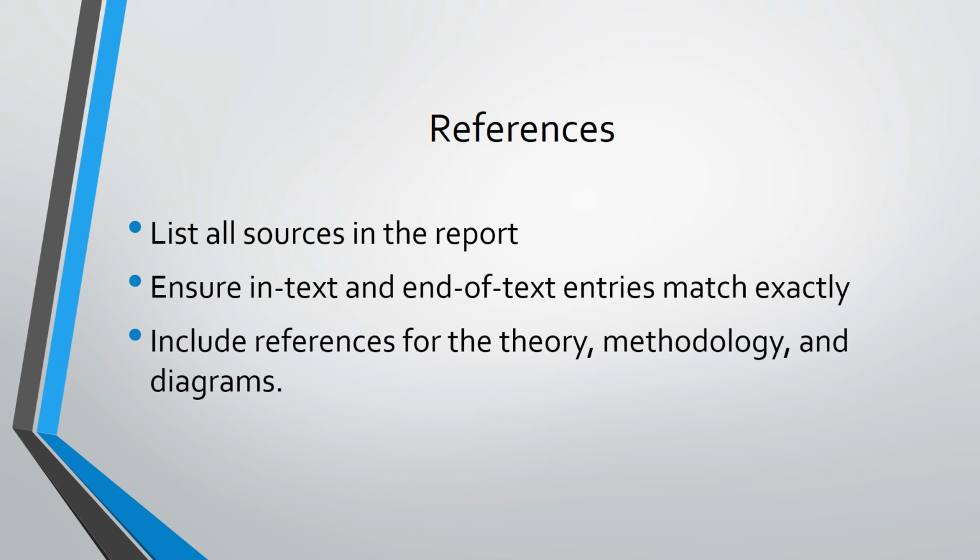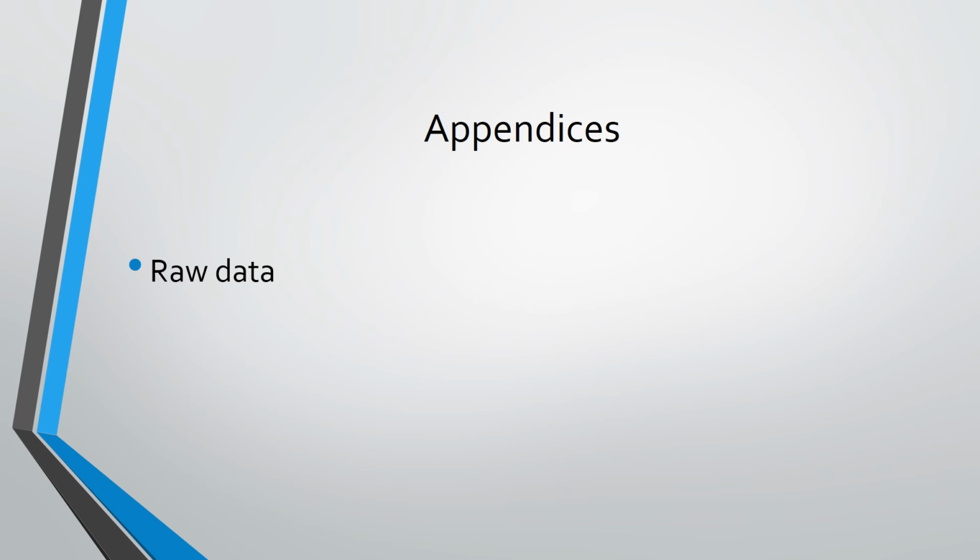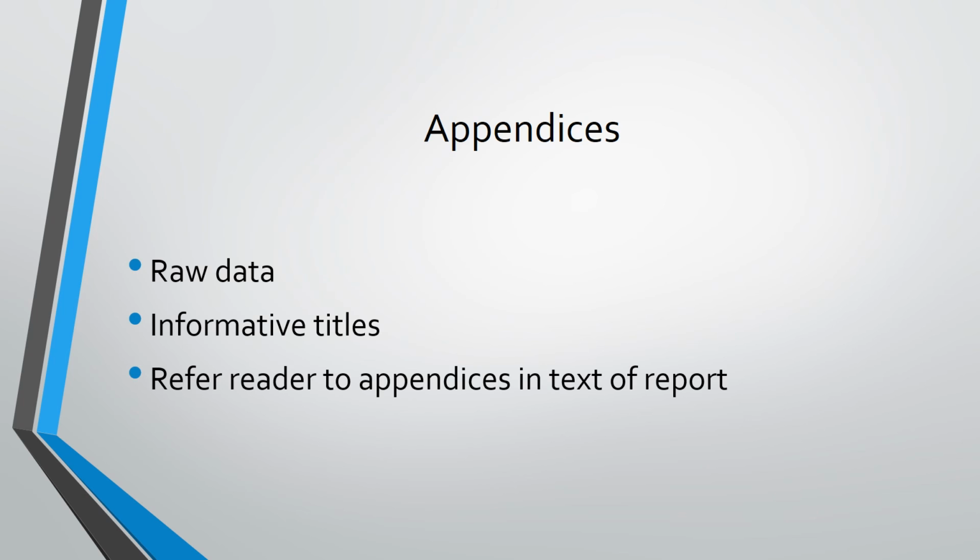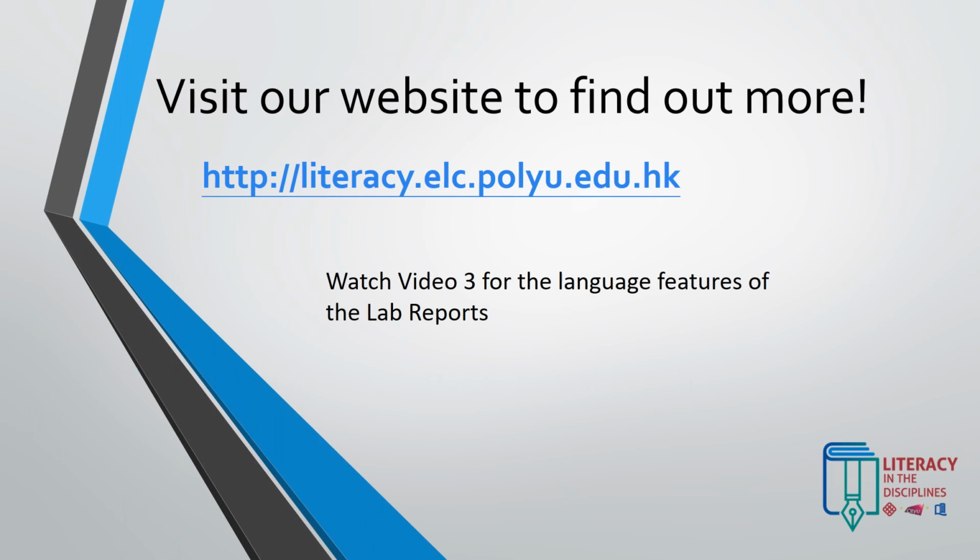The raw data gathered in the experiment should be included in appendices. Appendices should have informative titles, and you should refer to them in the text of your report. That concludes this video on the contents of lab reports.